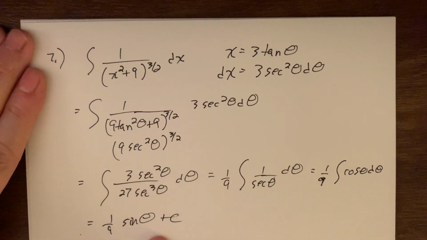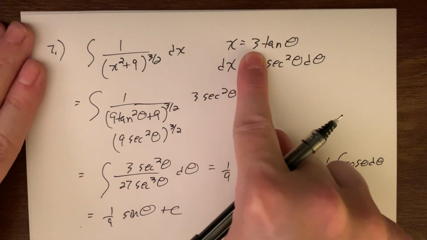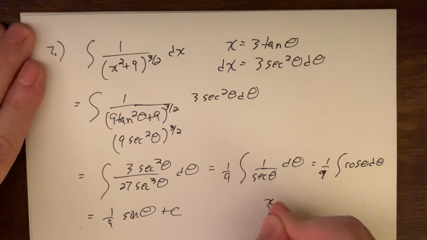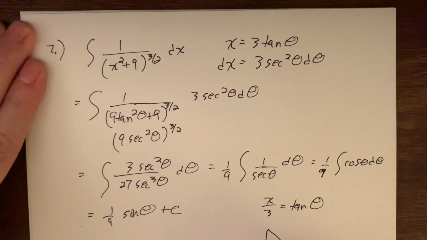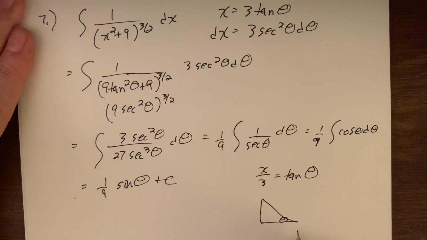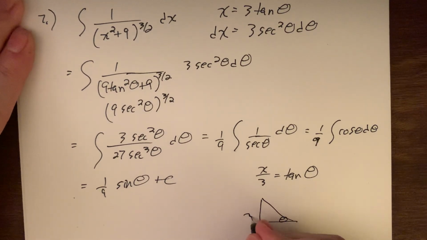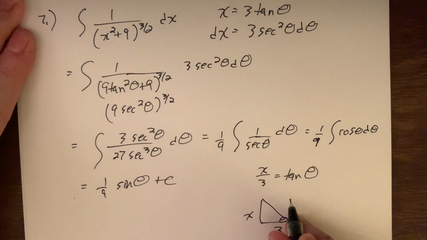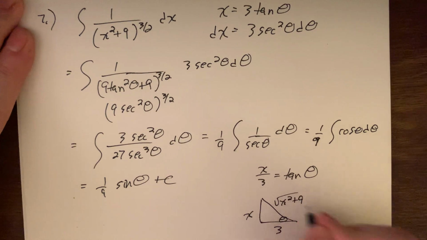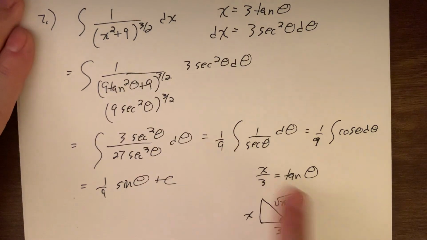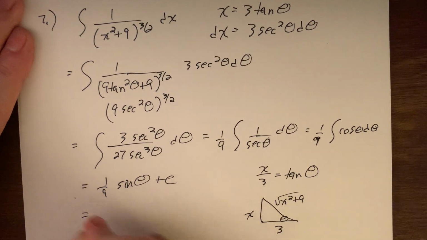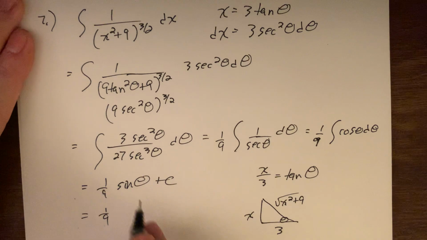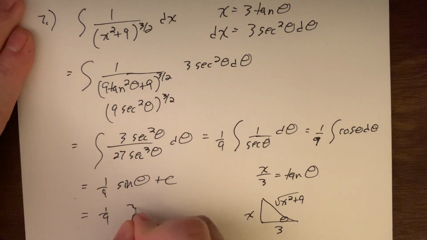And I still have to back sub. But now this is my initial information. So I'm going to have x over 3 equals tangent of theta. Still same right triangle setup, but this time it's tangent, opposite over adjacent. This squared plus this squared equals this squared. Use your Pythagorean theorem. It does match the original motivation, so a good confirmation. And we finish 1 over 9. Sine would be opposite over hypotenuse.